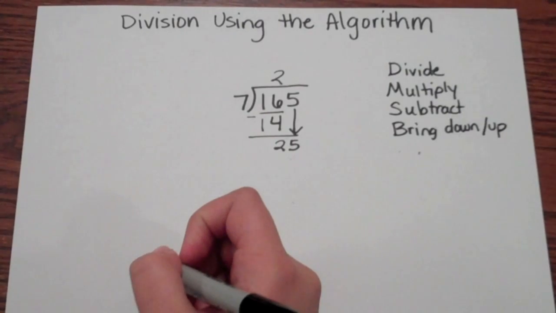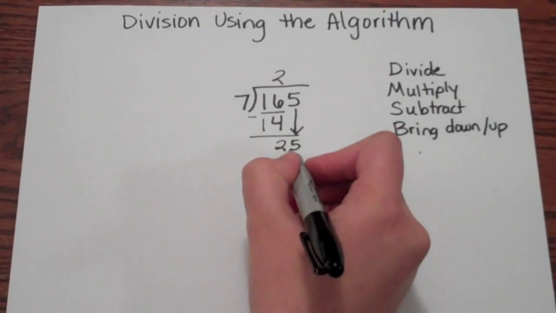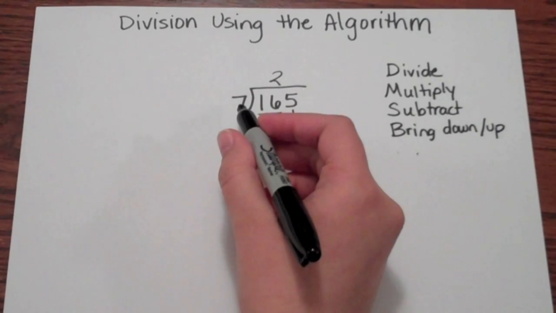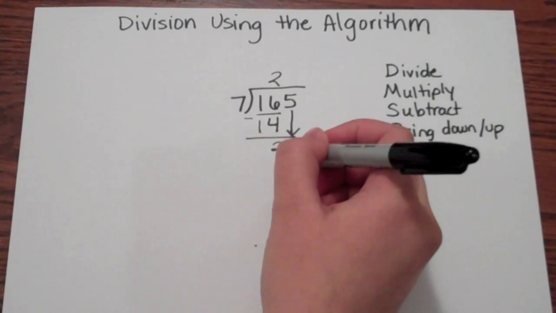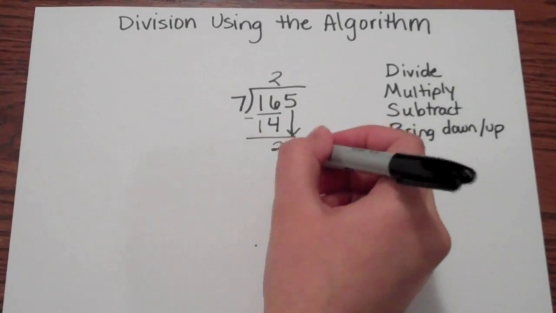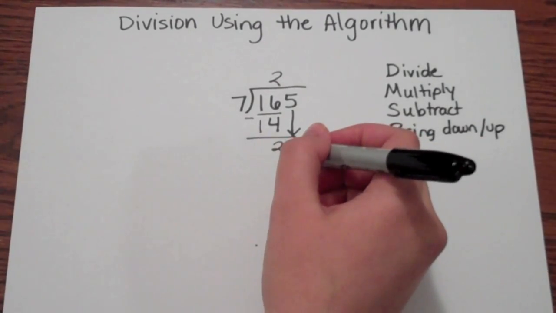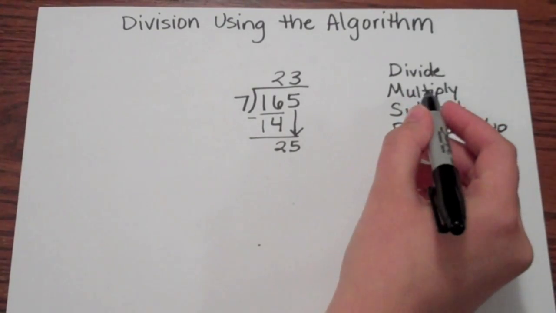Now I'm ready to start the process over again. First I divide. 25 divided by 7. How many times can I take 7 out of 25? I know 3 times 7 is 21. I know 4 times 7 is 28. 28 is greater than 25, so that's too much. It must be 3.